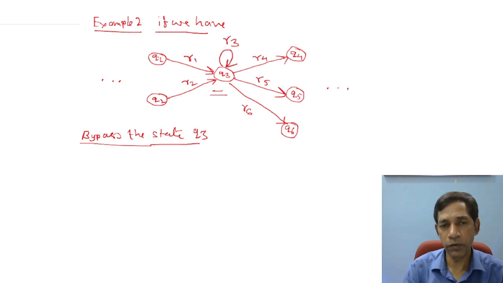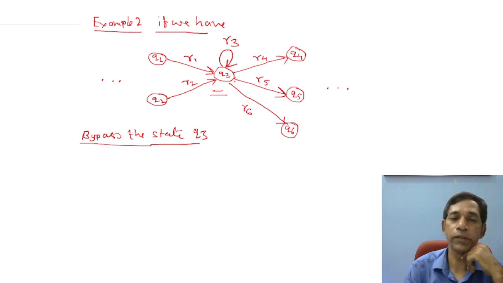So how can you obtain the equivalent from this? How can you do the simplification? How can you obtain it so that the regular expression corresponding to this will be the same? So if you need to bypass the state Q3, how can you bypass it?